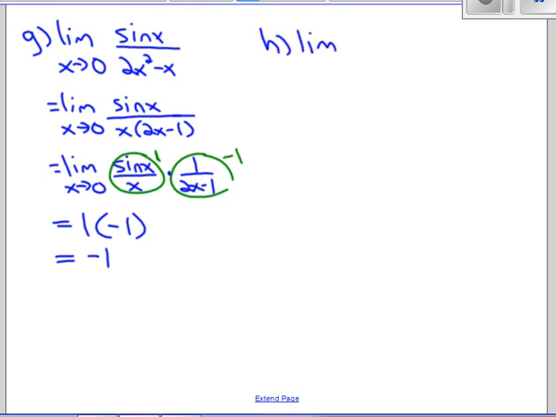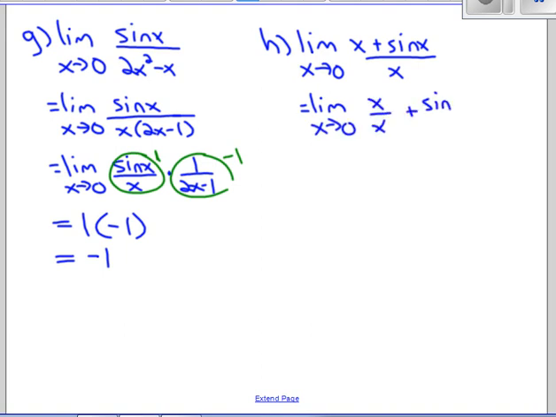H, the limit as x goes to 0 of x plus sine x over x. Again, you could split these fractions apart. So you'd have x over x plus sine x over x. And each of those goes to 1. So we'll have 1 plus 1, or 2, for H.